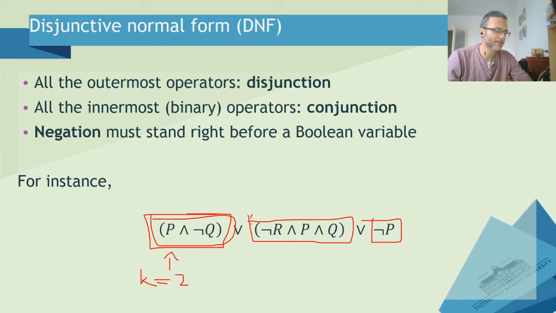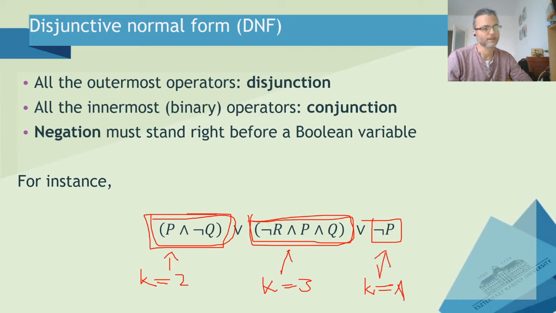So let's check out the second cube. K equals 3. And similarly, for the last cube, k equals 1. Sorry, this is 1.